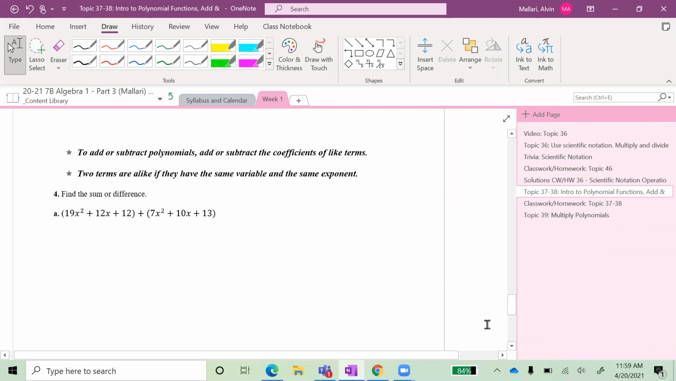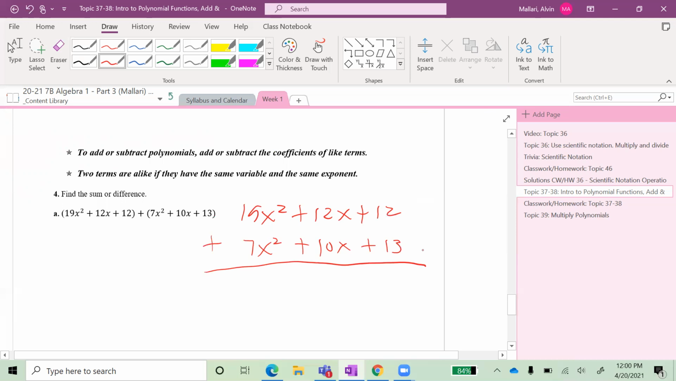Now, to add or subtract polynomials, we add or subtract the coefficients of like terms. Two terms are like if they have the same variable and same exponent. Let's do the first one. So I have x squared plus 12x plus 12. What I'll do in here is to write a second polynomial in such a way that the like terms are going to be in the same column. Okay. Now working from left to right, 19 plus 7 will be 26. You simply add the numeric coefficients and then keep the variable part. 12 plus 10 will be 22x, and then 12 plus 13 is going to be 25. So there are no more like terms, so this will be our final answer.